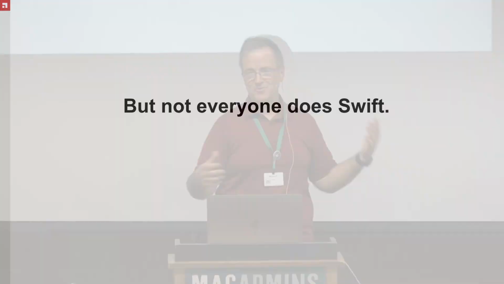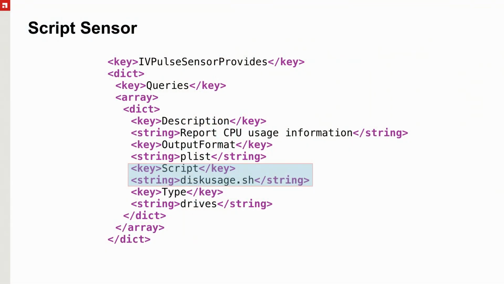I'm guessing most people at this conference aren't real big Swift programmers. And so we have script sensors. Sensors are just bundles. In the case of a Swift application, it's an application bundle, but it's still just a bundle. So I can create an info plist, put it in this bundle, and I say that it is a script, and I tell it what the script is. So now you can see here, I have my description, and I have my output format that I'm going to be a plist, and then I have the script.